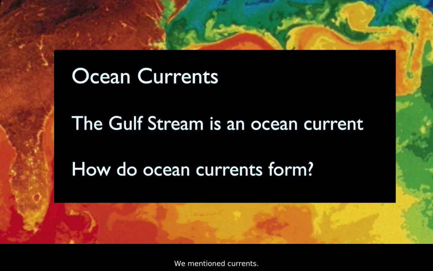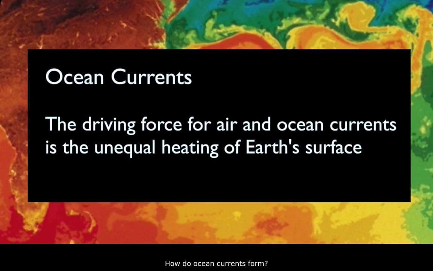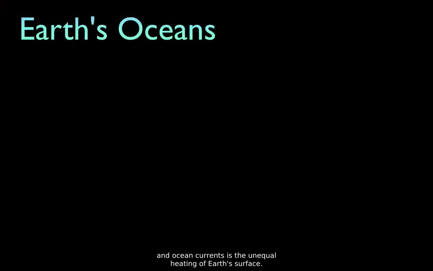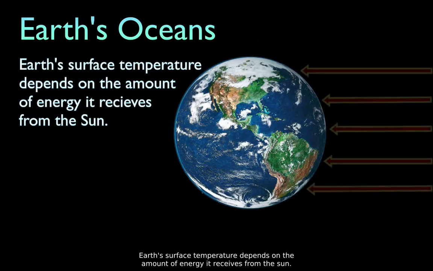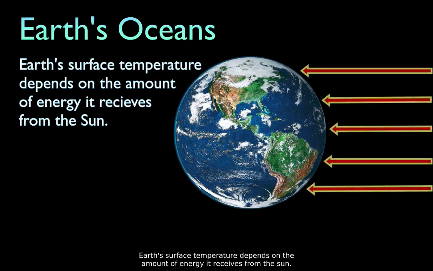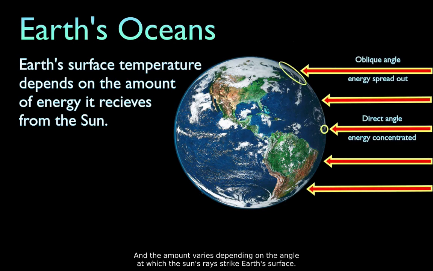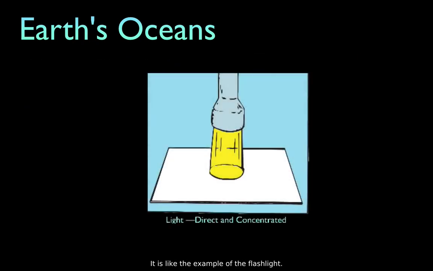We mentioned currents. Ocean water moves in currents. How do ocean currents form? The driving force for both air and ocean currents is the unequal heating of Earth's surface. Earth's surface temperature depends on the amount of energy it receives from the sun, and the amount varies depending on the angle at which the sun's rays strike Earth's surface. It is like the example of the flashlight.